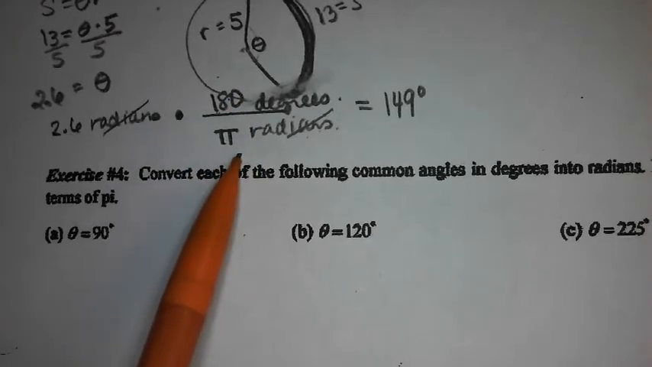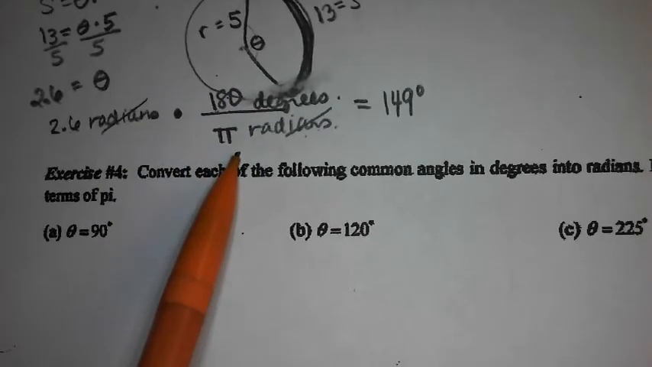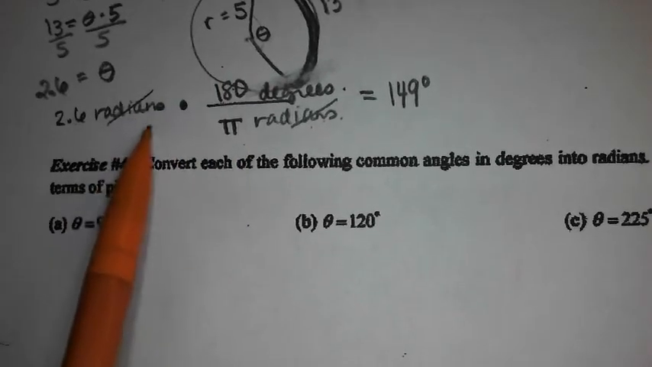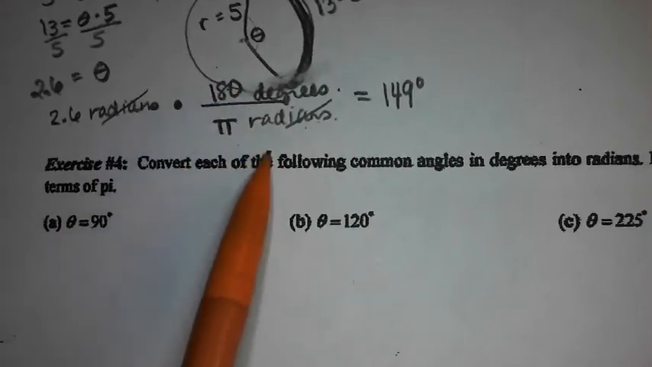When you convert radians to degrees, do you always use 180 over pi? Always. Yep, always from radians to degrees, use 180 over pi.